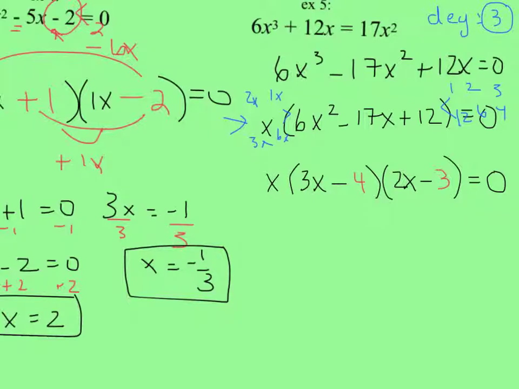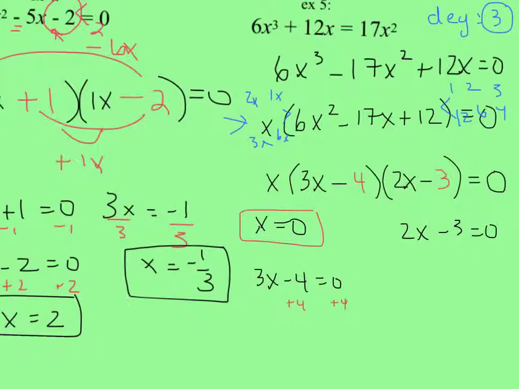Now I have 3 factors that need to be set equal to 0. I've got the outside factor of x equals 0. This one I need to pay attention to because that is the variable. I've got 3x minus 4 equals 0, and I've got 2x minus 3 equals 0. Using inverse operations, I can see that x equals 0 is already an answer. I don't have to do anything there.